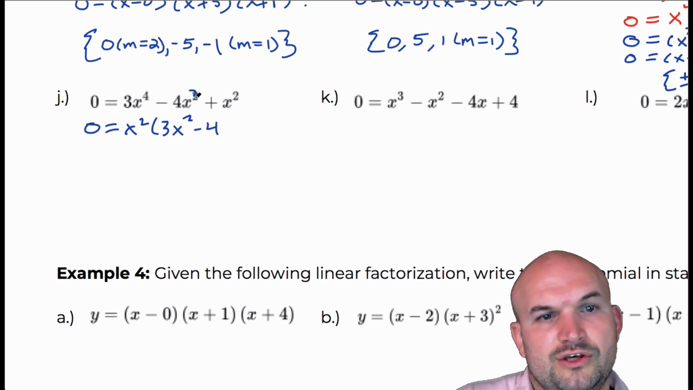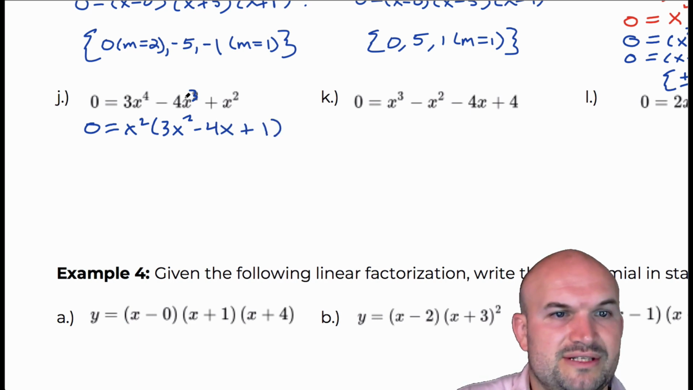That's wrong. That should be a cubed. So that's 4x plus 1. Sorry about that. I made a mistake.